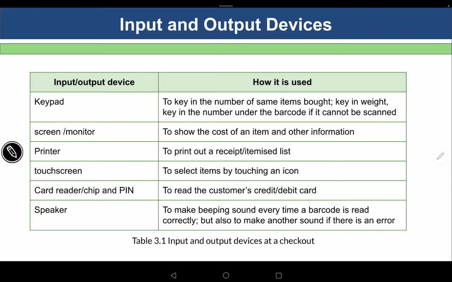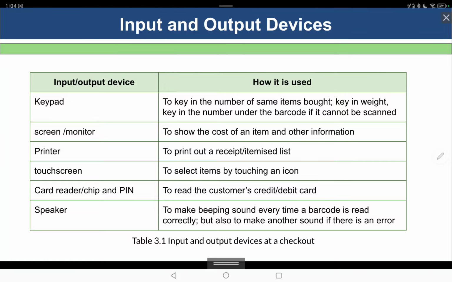So let's look at some input and output devices in a real life example. Okay, so we have a keypad. A keypad allows numbers to be keyed in, the number of items to be keyed into the system. We have a screen or monitor. A screen or monitor will be used to show the cost of an item and other information about a product. We have a printer. The printer is an output device. It allows a receipt to be printed.